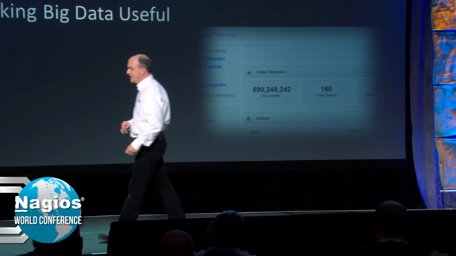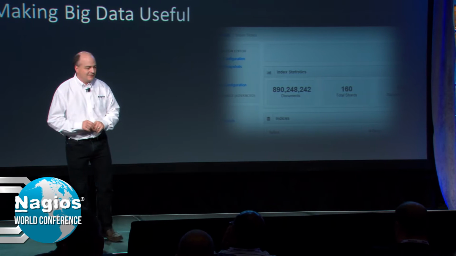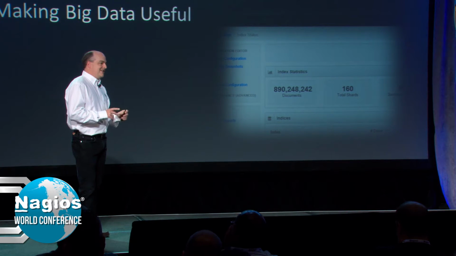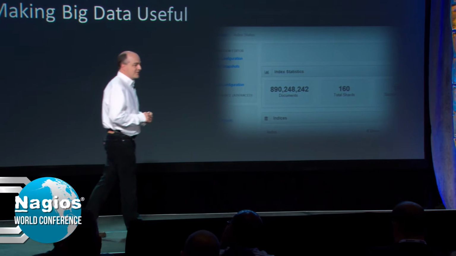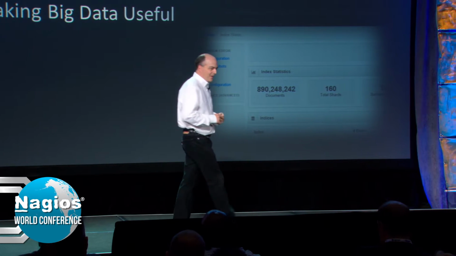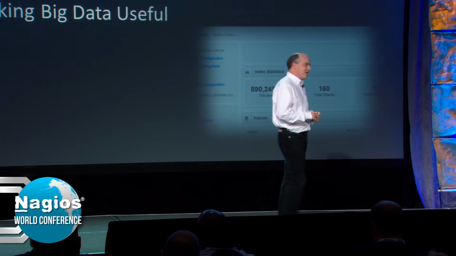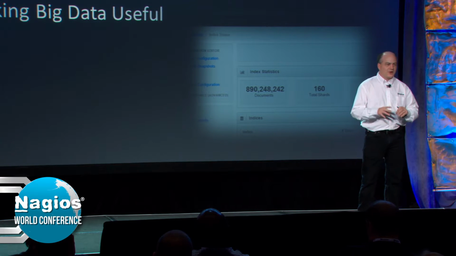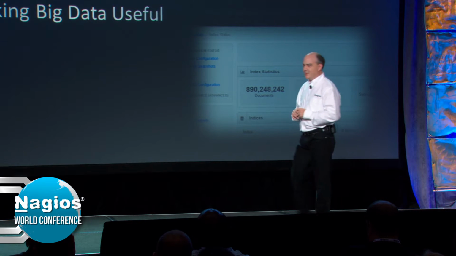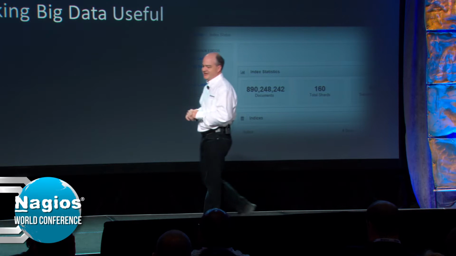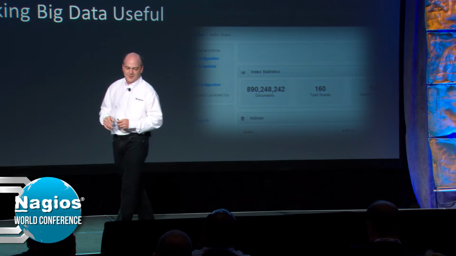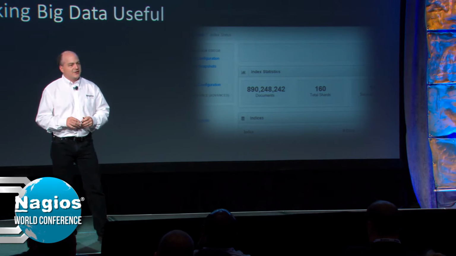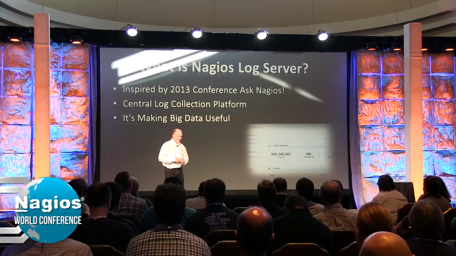Nagios Log Server makes big data useful. I read once that big data is anything that's too much information to fit in a spreadsheet. Wikipedia describes big data as an all-encompassing term for data that is too large or too complex for traditional data processing applications to manage. So we built Nagios Log Server with Wikipedia's definition in mind.